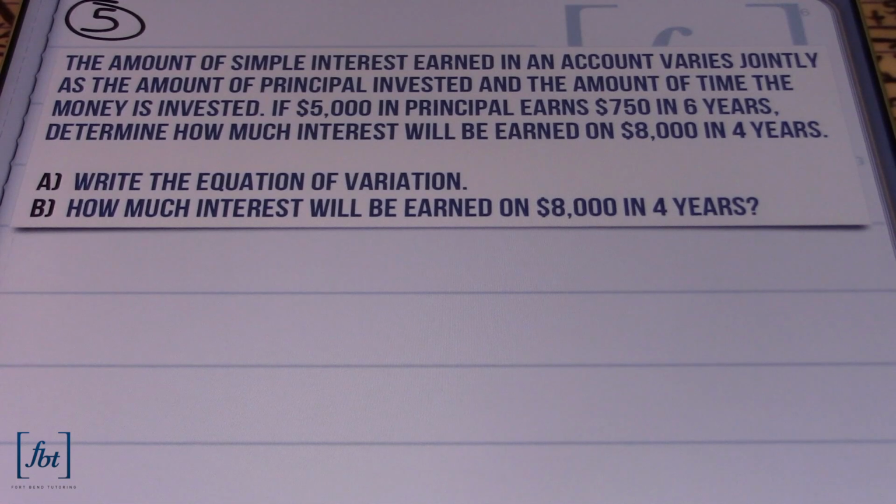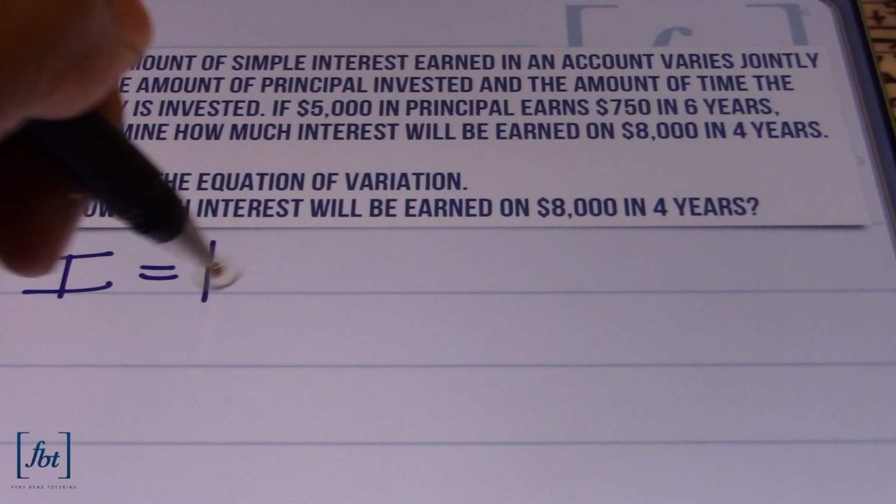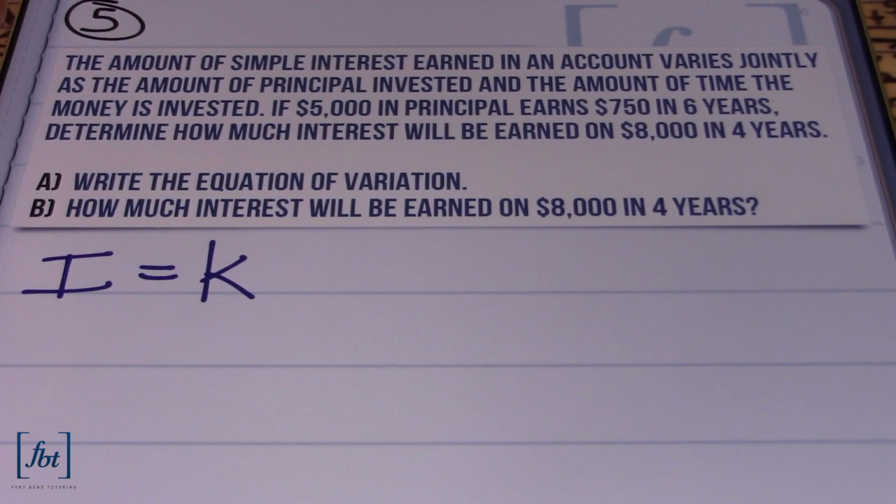For part A, it says, write the equation of variation. All right, so let's go ahead and start with our setup here. It says the amount of simple interest earned, so my simple interest is going to be I, equals, that's my constant of variation. It varies jointly as the amount of principal invested, so I'm going to use P for my principal and the amount of time the money is invested. So I'm going to go with T for time, and this is my setup for my variation equation.